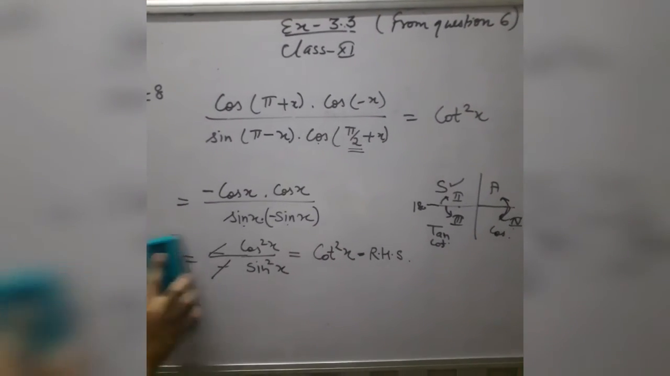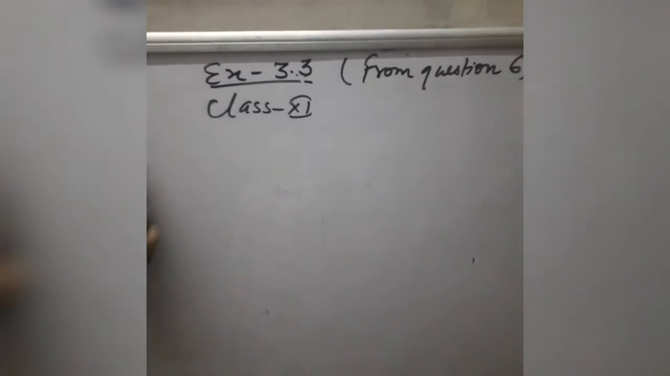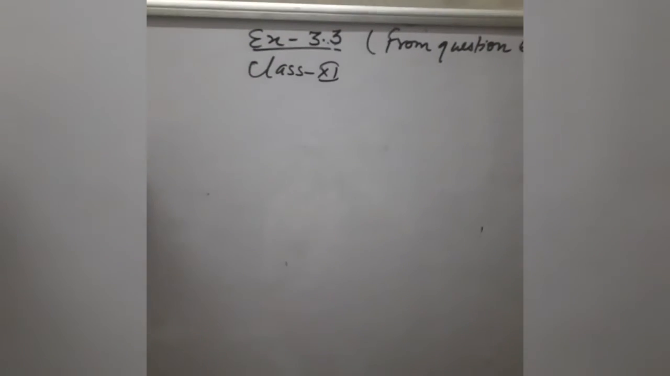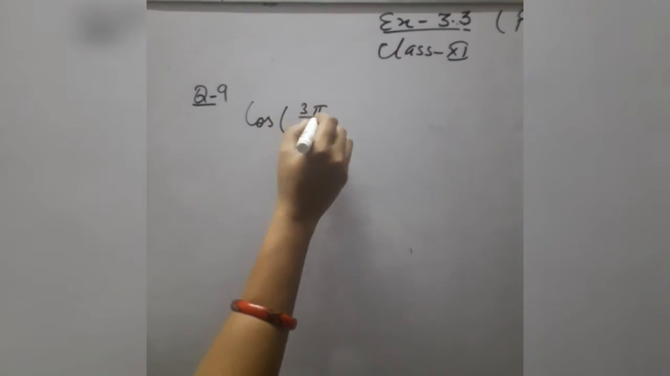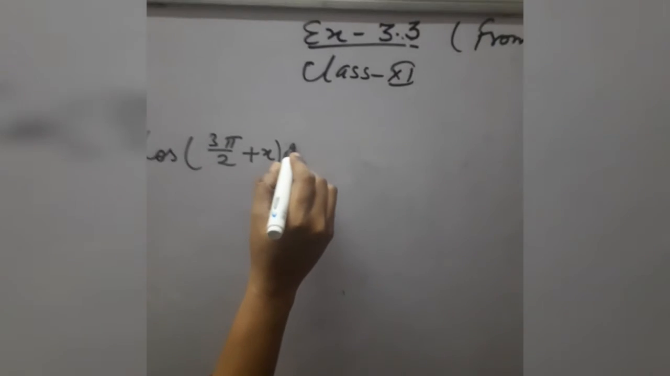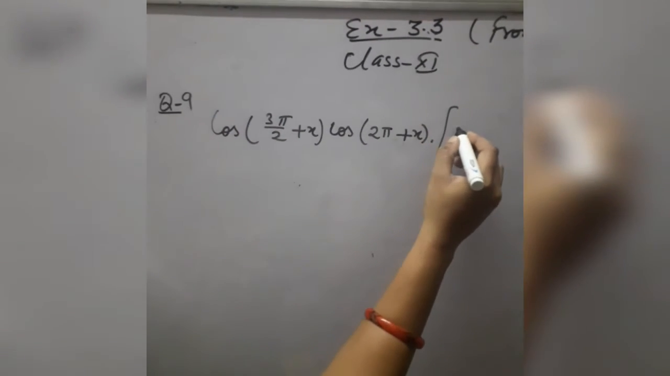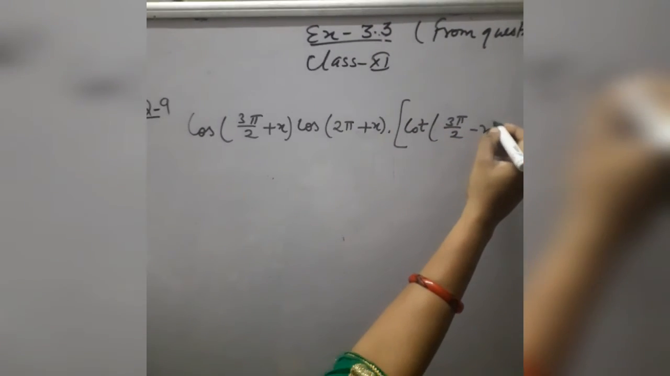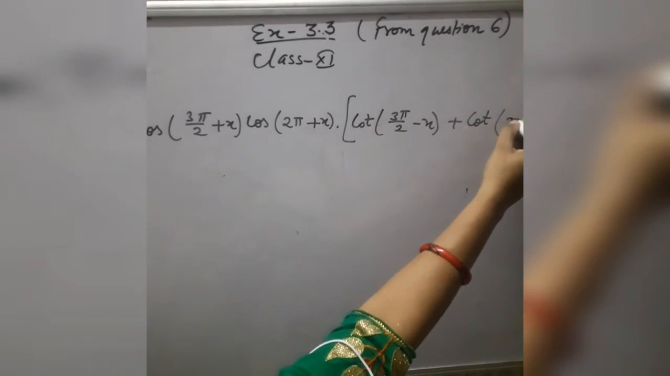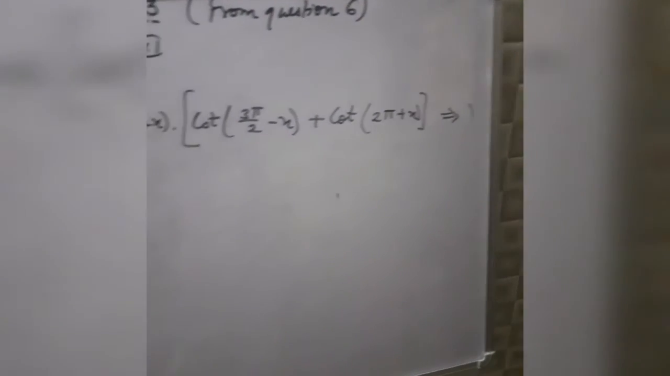Now see question number 9. In this video I will explain up to question number 10, the last two questions of this video. In question number 9, the statement is cos(3 pi by 2 plus x), what is 3 pi by 2? 270, into cos(2 pi plus x), 2 pi means 360, into, inside the bracket, cot(3 pi by 2 minus x) plus cot(2 pi plus x), then bracket close, and prove that this complete result is equal to 1.